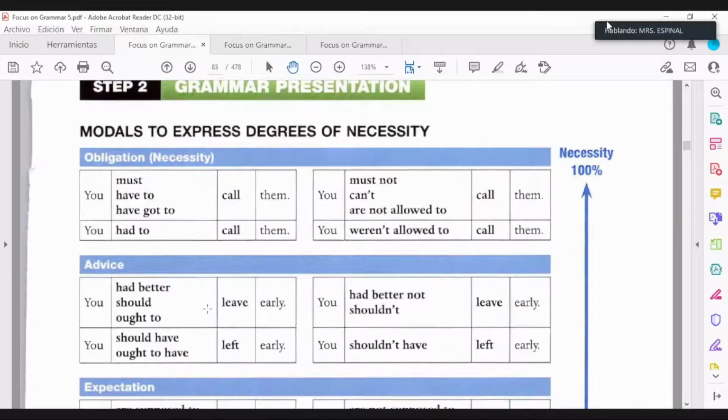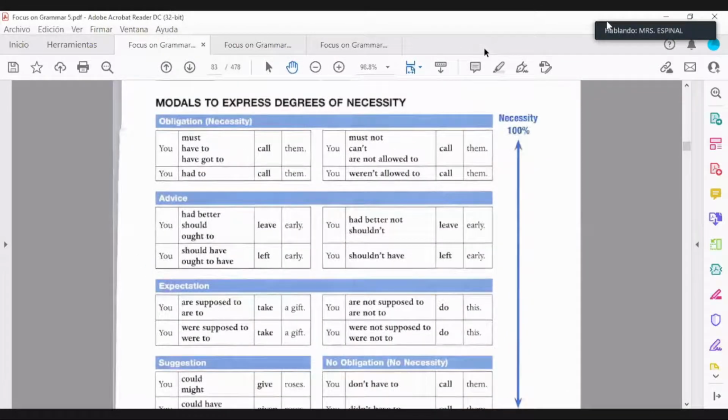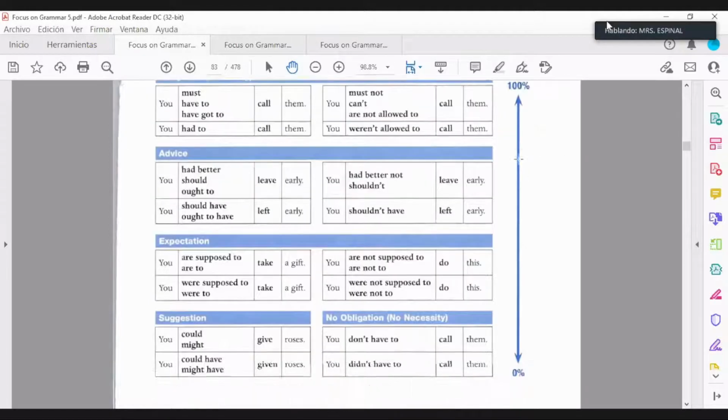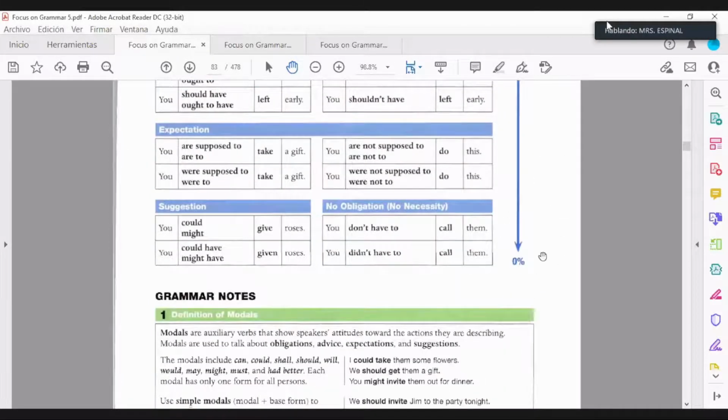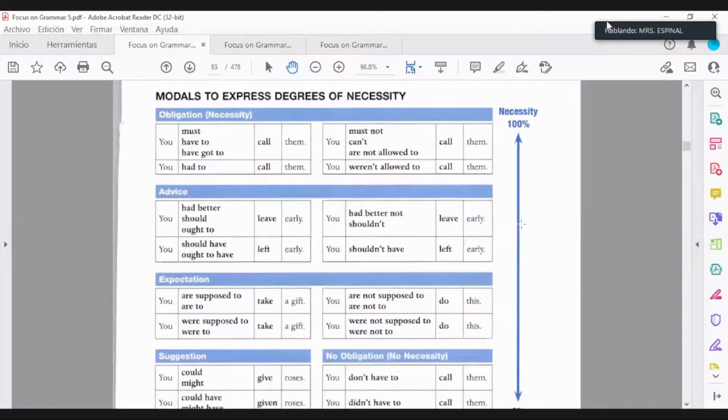Okay, in here we have the modals to express degrees of necessity, okay? In here you have the ones to express 100% necessity and the ones here for 0 necessity. So for obligation or necessity, you have must, have to, and have got to, as you watched on the video. You must call them, you have to call them, or you have got to call them. Either of these 3 is correct, okay?